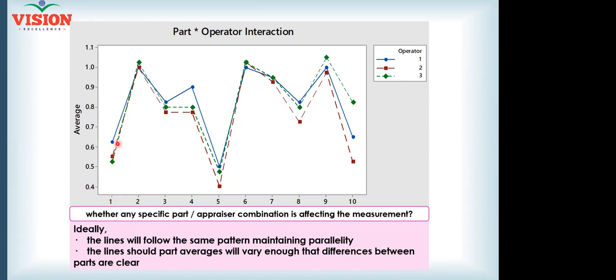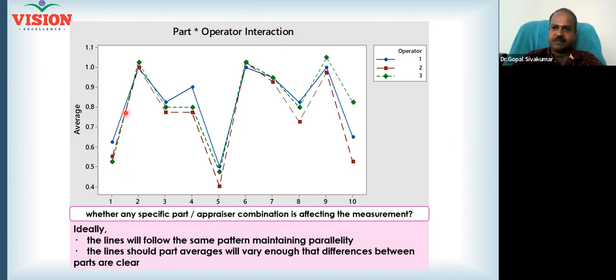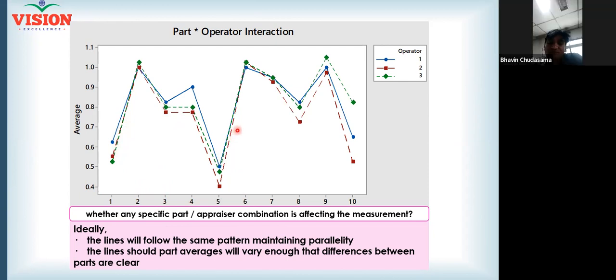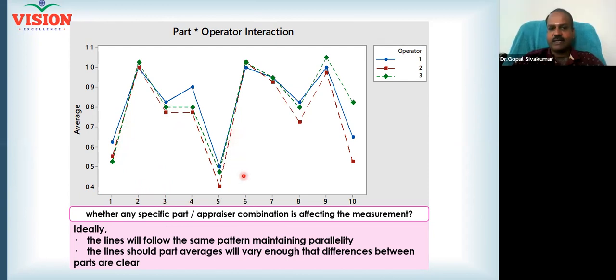Yes, green is intersecting with red. And 2 to 3? Green is intersecting with blue. 3 to 4? No intersection. 4 to 5? No intersection. 5 to 6? There is intersection. Blue is intersecting with green as well as red. So wherever there is an intersection, you need to understand something is wrong between the part and the operator.